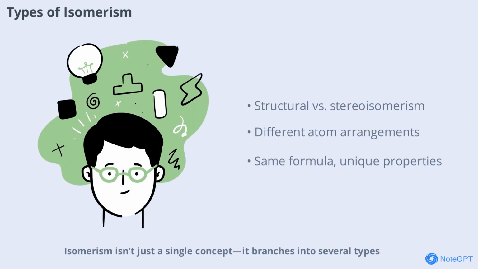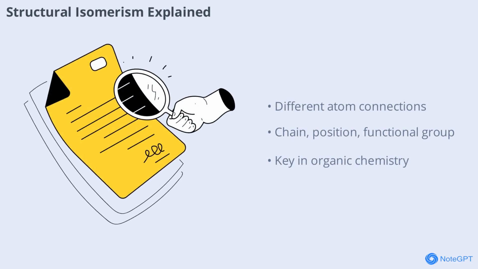Isomerism isn't just a single concept. It branches into several types, each with its own unique characteristics. The two main categories are structural isomerism and stereoisomerism. Structural isomers differ in the connectivity of their atoms, while stereoisomers have the same connectivity but differ in the spatial arrangement of atoms. These distinctions are fundamental in chemistry, as they help scientists classify and understand the diversity of molecular structure. Throughout this video, we'll break down each type, providing clear examples and explanations to make these concepts easy to grasp. Let's start with structural isomerism.